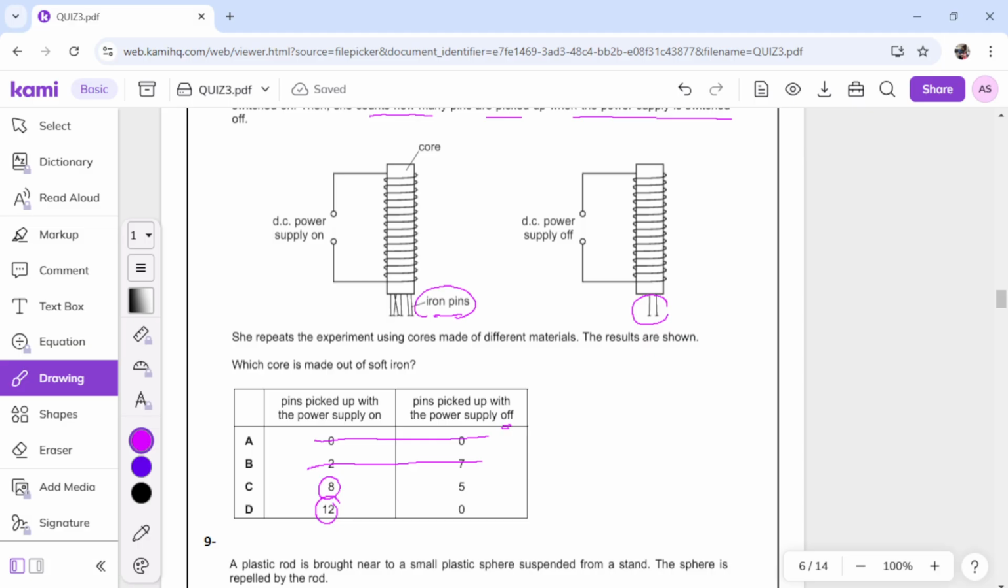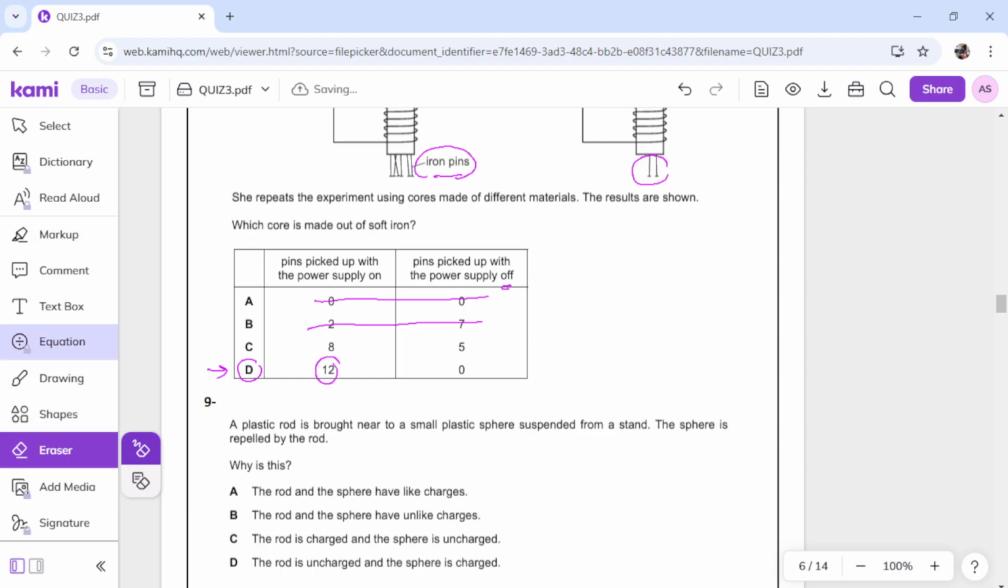I will choose D because if we have an iron core, a soft iron core, it will be demagnetized, and also the iron pins will be demagnetized, so they will fall. So this is why I choose D. I can't choose C because if I have a core made of steel, it can also be C. So this is why I would choose D.